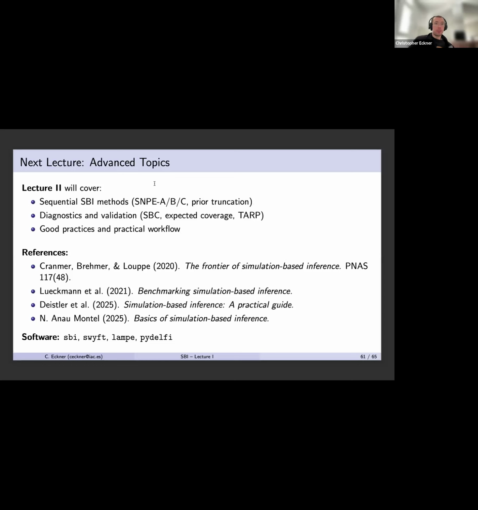And just to stop here, I give you the references where you can have more information about this and what we will cover next week. That is how you do sequential simulation-based inference, that is prior truncation, how you diagnose and validate the results of your inference, what are good practices, and a practical workflow to do this, and looking at some software that would produce some of these results on simple tutorials that give you a hint on how this is done in practice.